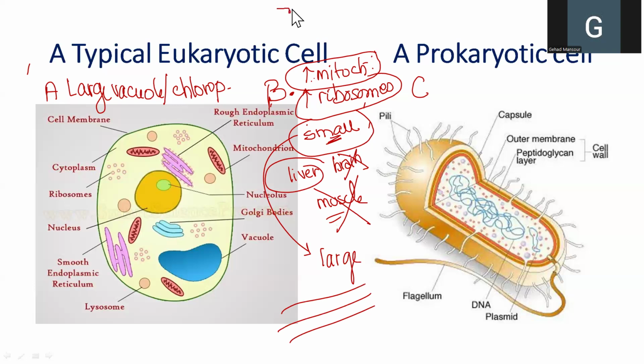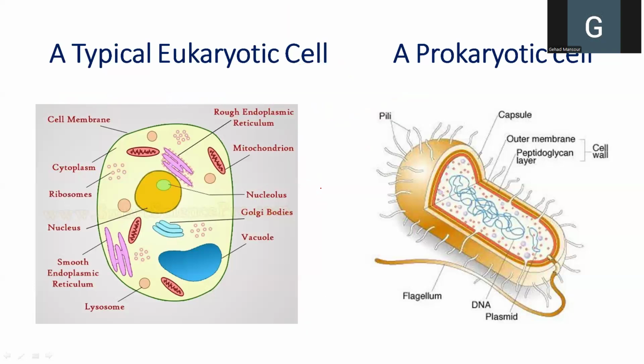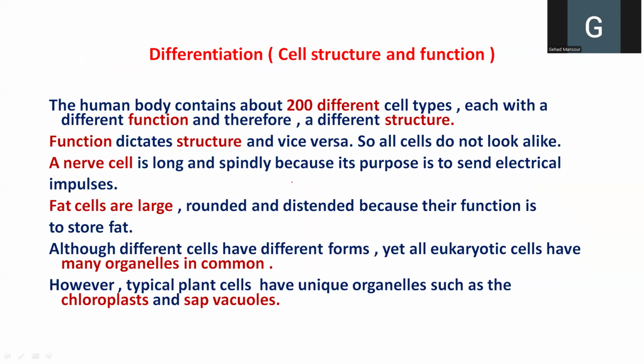Sometimes we tell you that the cell does not contain any organelles. So if we tell you that the cell does not contain any organelles, it is mostly a dead cell, because if it were a prokaryotic cell, it would contain only ribosomes, but at least it would contain ribosomes.